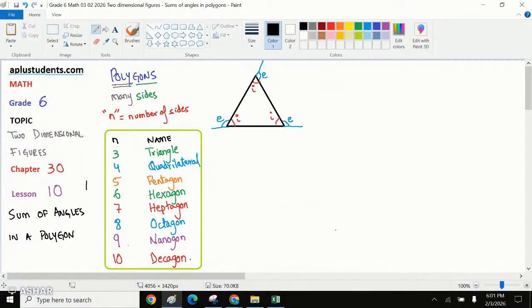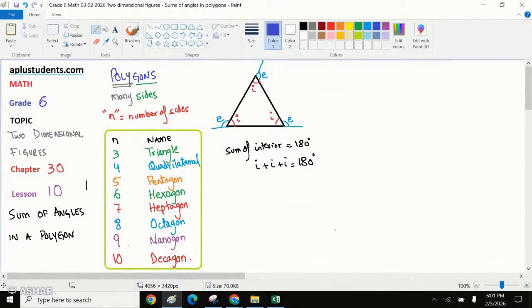We know that the sum of interior angles of a triangle is always 180 degrees, right? That means angle interior plus angle interior plus angle interior would be 180, right? Agreed? We also have a formula for finding the sum of interior angles.